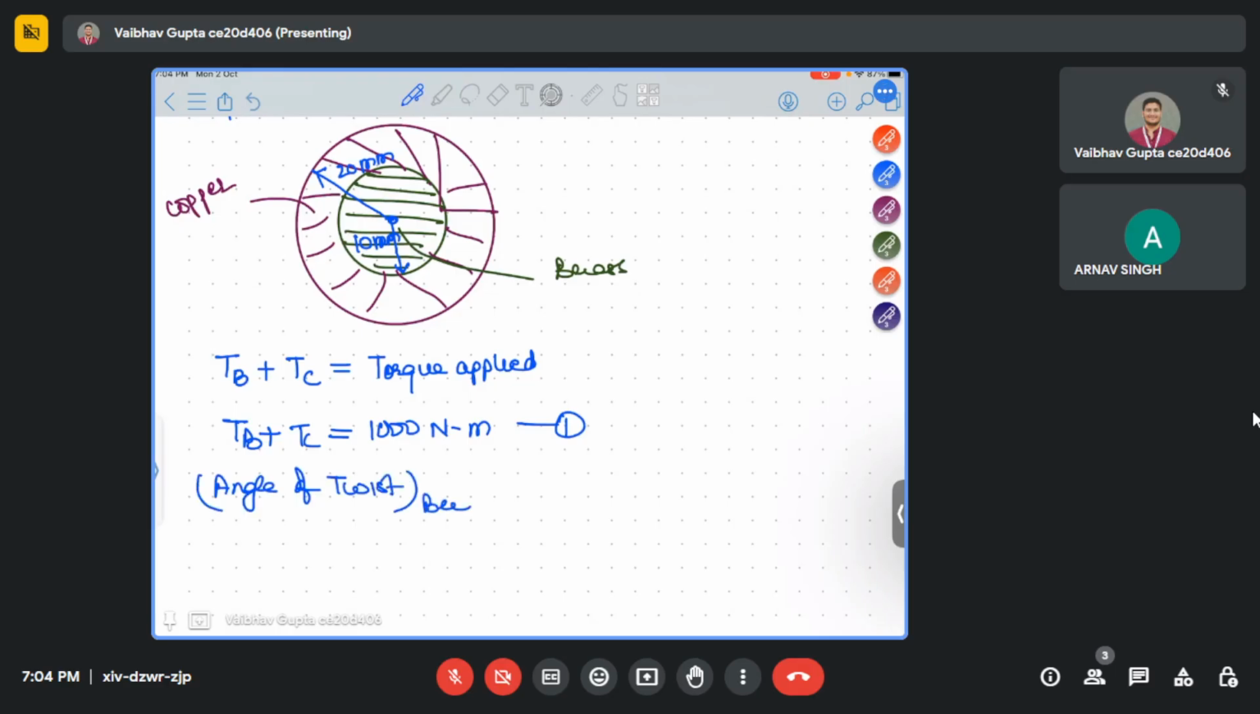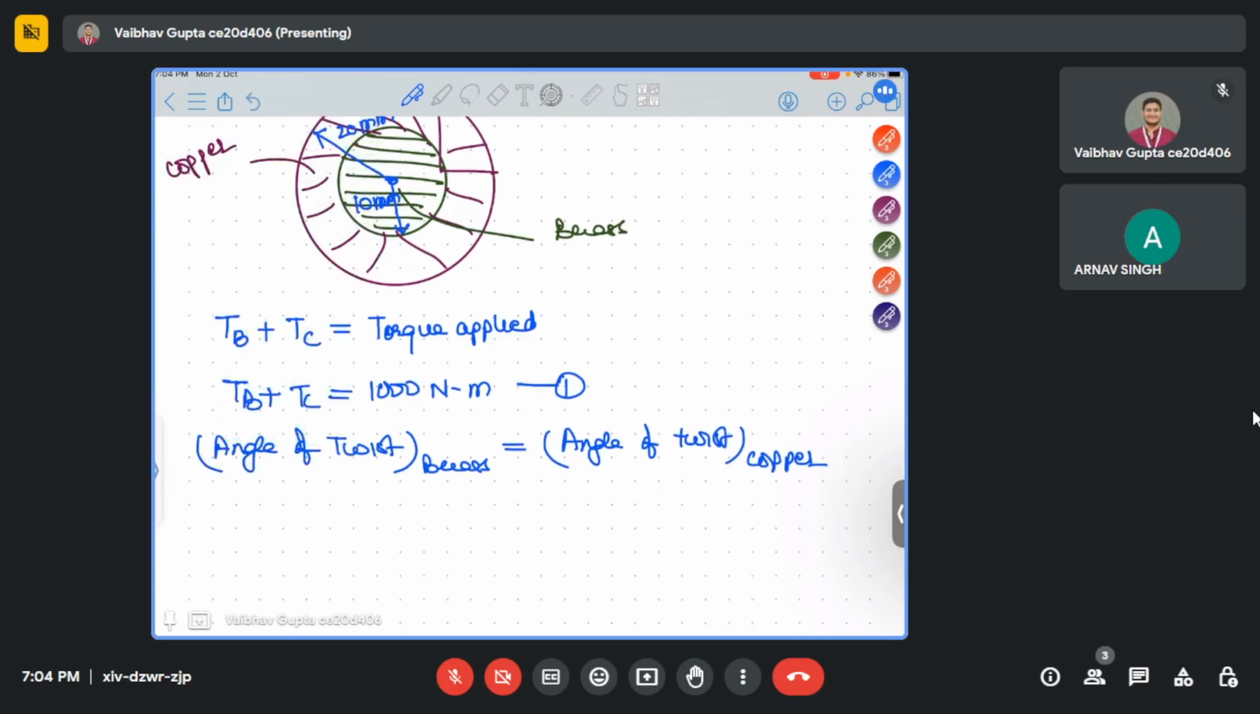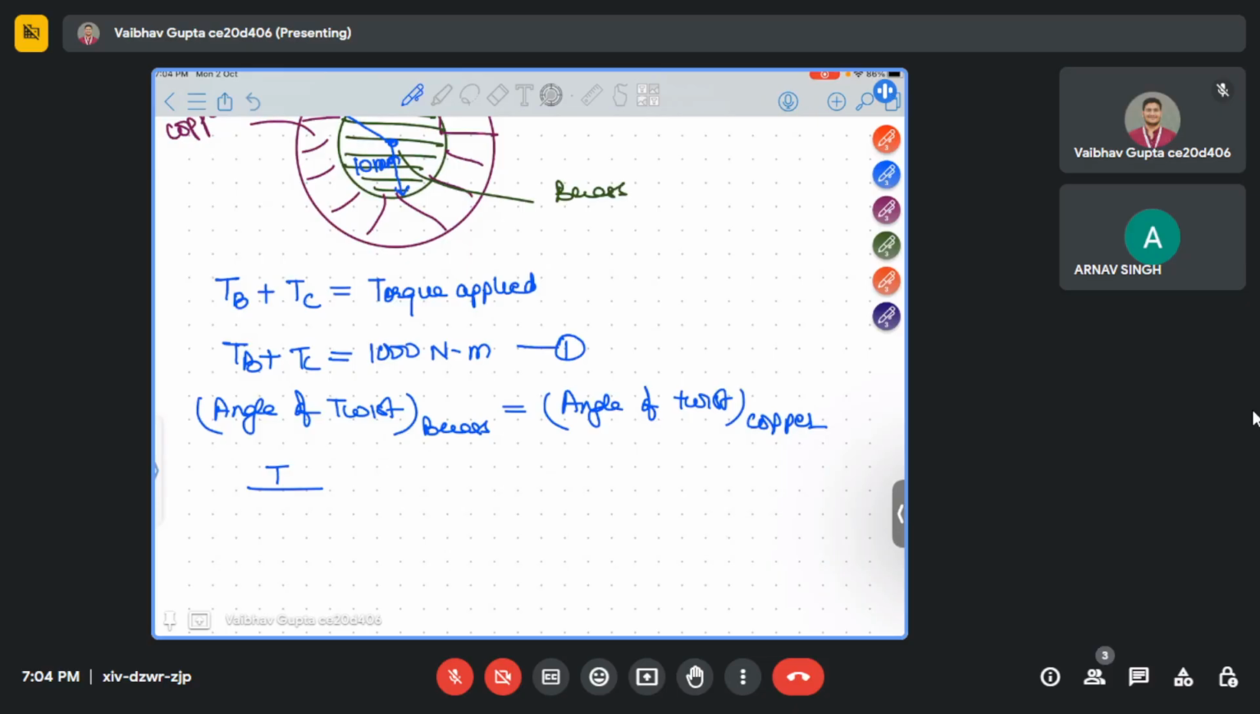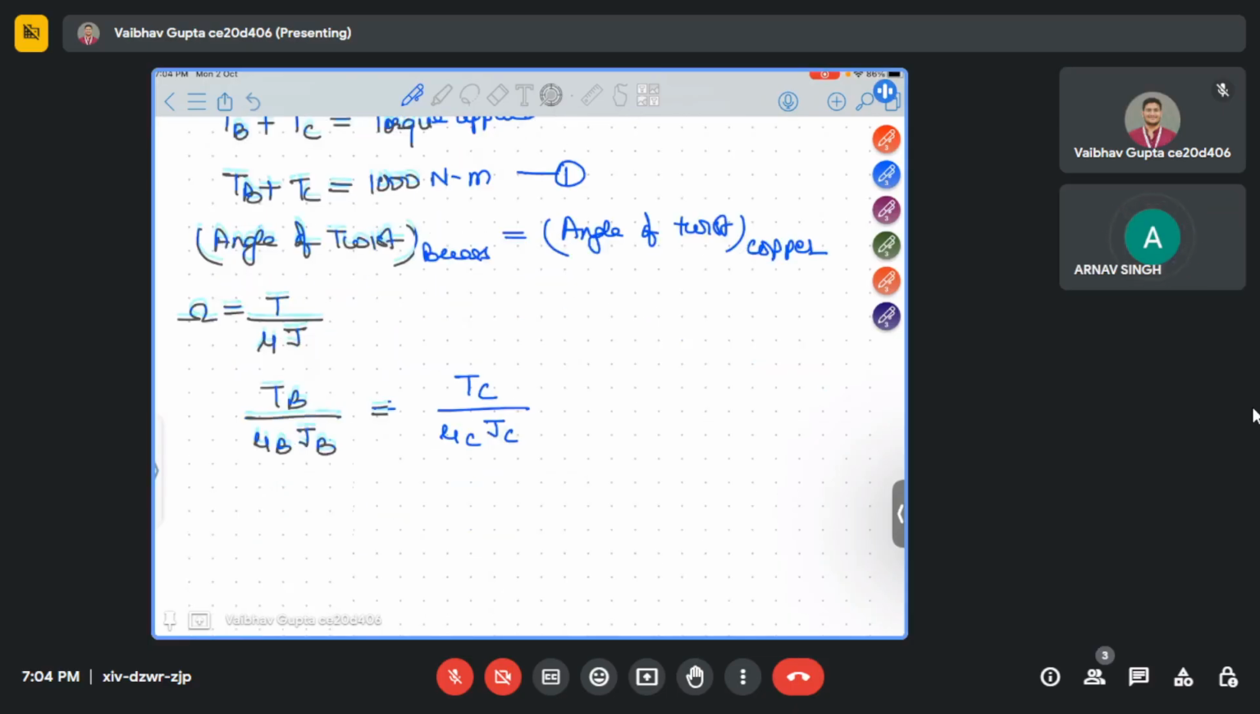So the point to catch is angle of twist in brass will be equal to angle of twist in copper. Now what is the formula of angle of twist? In the very first page we saw with the torsion equation, it is nothing but T upon mu into J. This is angle of twist formula. So TB upon mu B JB will be equal to TC upon mu C JC. Subscript C means copper and subscript B means brass. This will be same.